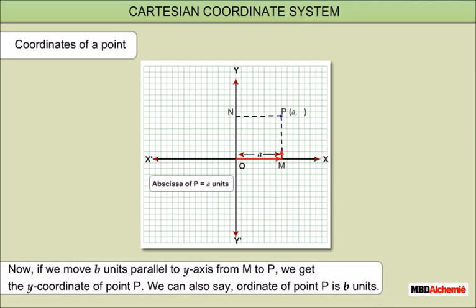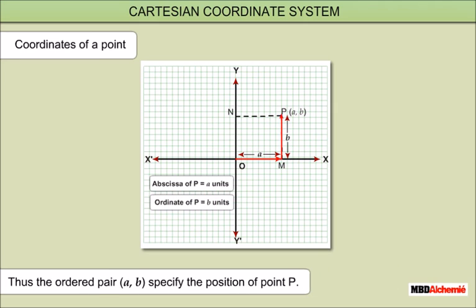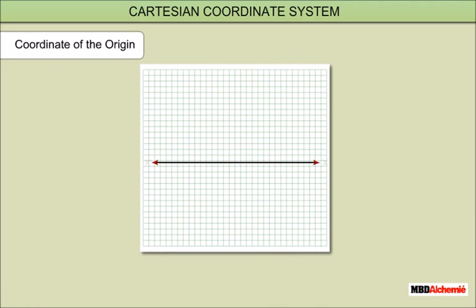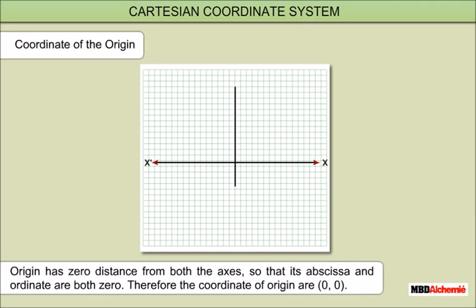Now, if we move b units parallel to the y-axis from M to P, we get the y-coordinate of point P. We can also say the ordinate of point P is b units. Thus, the ordered pair (a, b) specifies the position of point P. Coordinate of the origin. The origin has zero distance from both the axes, so its abscissa and ordinate are both 0. Therefore, the coordinates of the origin are (0, 0).